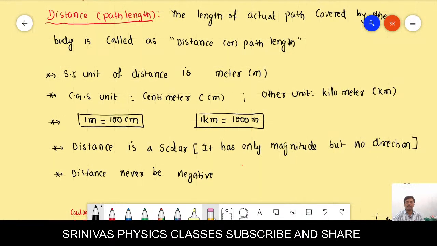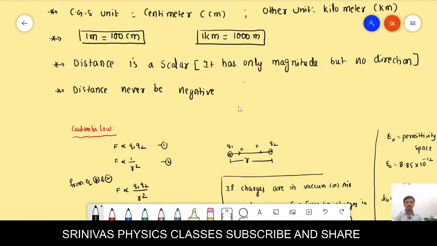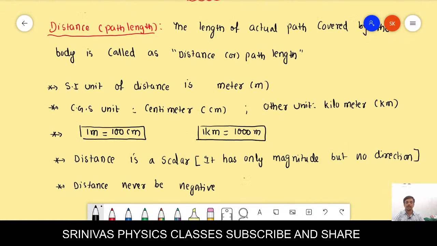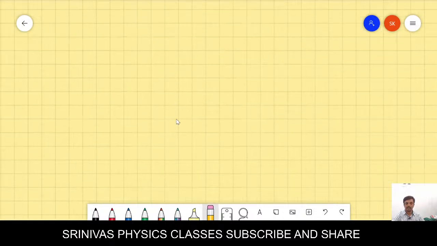Write these points in your notes also. By taking a screenshot, you should write in the notes. You should maintain the notes. Understood, students? Okay, I'm going to erase this. You take a screenshot. We got what is distance.